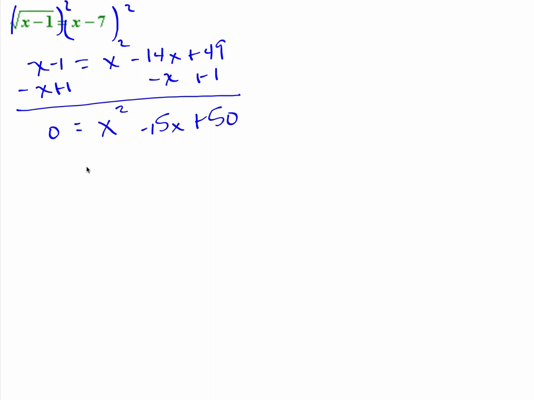Now I need to factor this. I know this factors nicely. What multiplies to be 50 and adds to be 15? They both need to be negative. So this is going to be minus 5, minus 10. So I'm going to get two answers here. So x is 5 or x is 10. Oops, 10. Sorry about that.